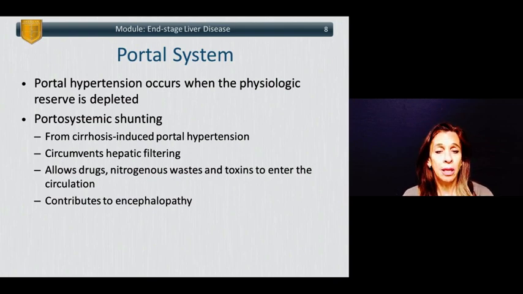The portal system is an integral part of the liver pathophysiology. Portal hypertension occurs when the physiologic reserve of the liver is depleted. There's portosystemic shunting. It's caused from cirrhosis-induced portal hypertension, and this circumvents hepatic filtering. It allows drugs, nitrogenous wastes, and toxins to enter the circulation directly without being filtered through the liver, and it contributes to encephalopathy.